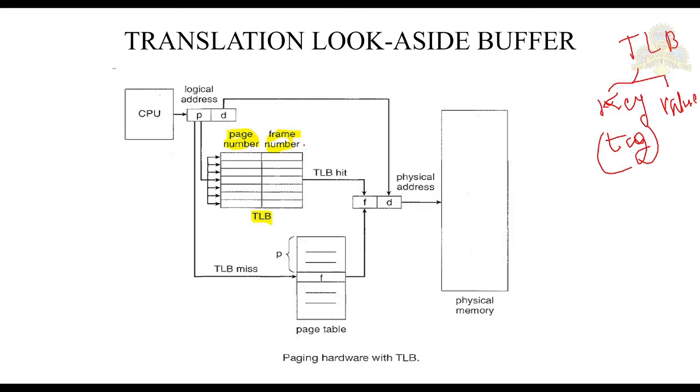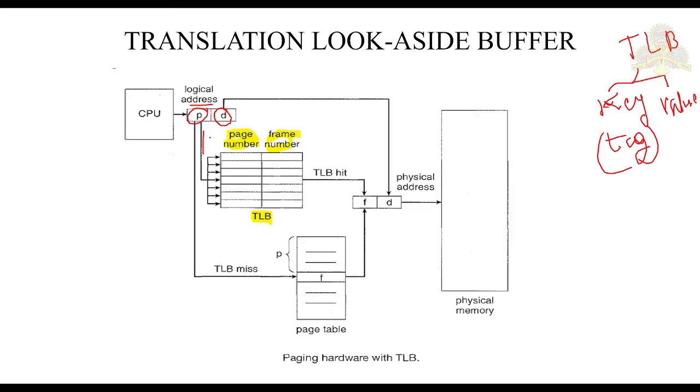This TLB is used along with the page tables, so we'll see how the TLB can be used along with paging or the page table. First, as usual, your CPU generates some logical address. That logical address is divided into two parts: one is your page number and the other is the offset or the displacement. First, this page number is given as input to this TLB. You can see this arrow right here.